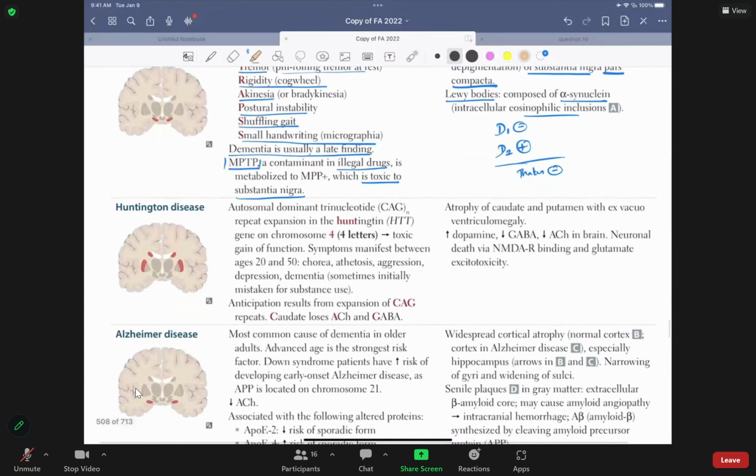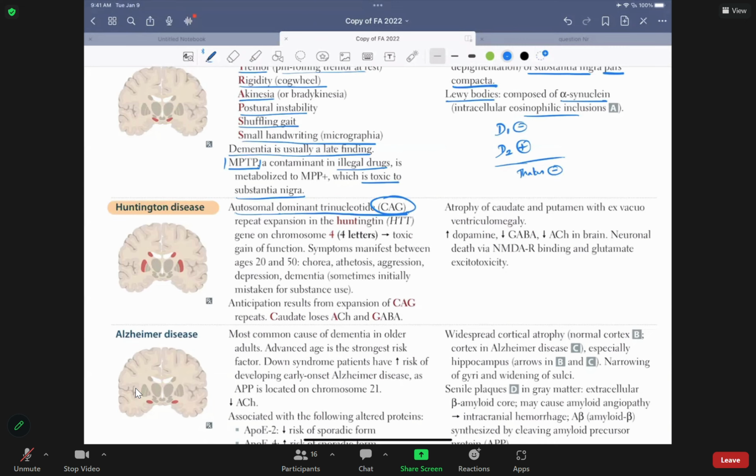Next, Huntington disease. When you see Huntington disease, it's another autosomal dominant trinucleotide repeat. CAG, you must remember that. Okay. What's the other trinucleotide repeat disease we studied yesterday?